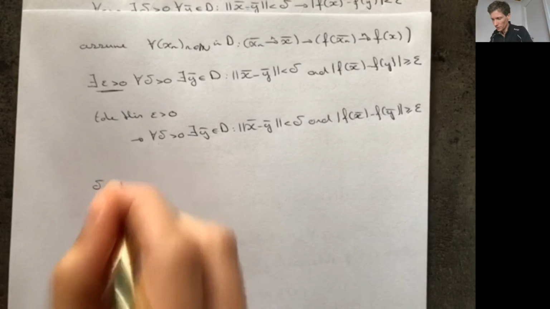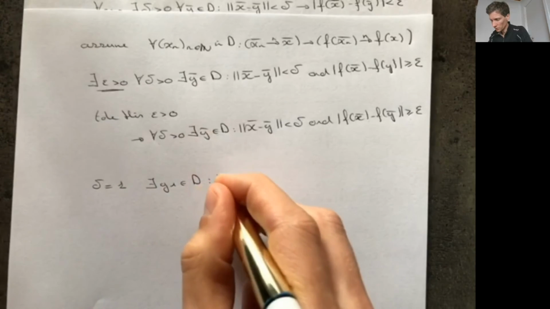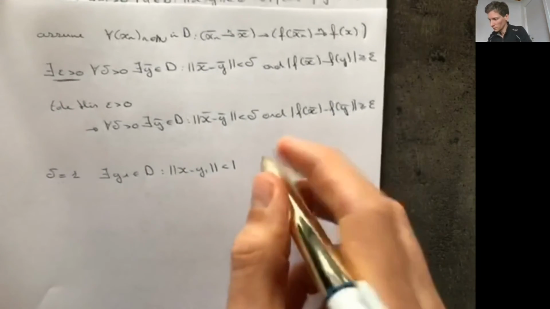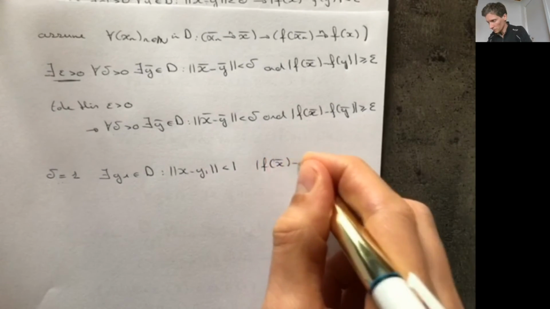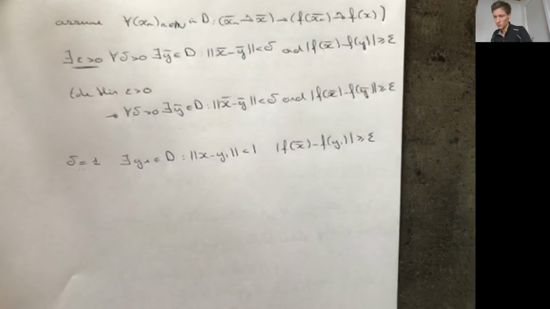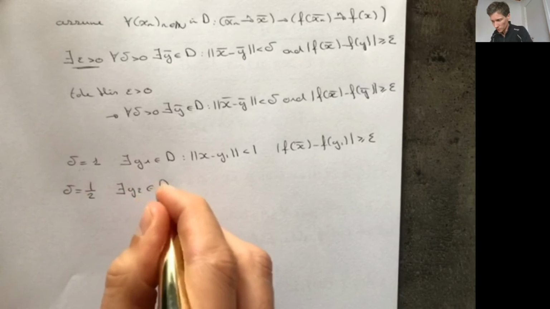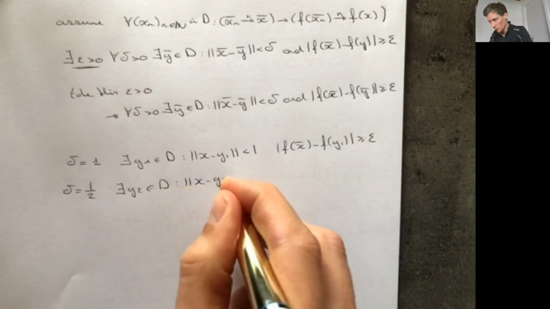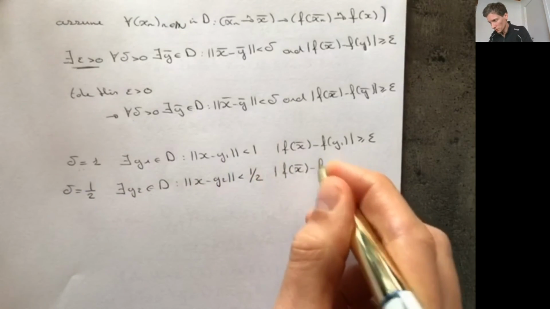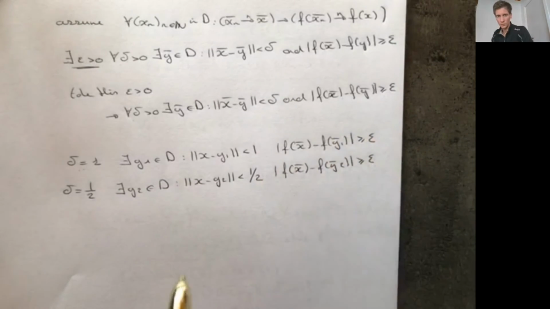Okay, so let's do this. Let's put, for example, delta equal to 1. Well, then I know there's a y1 in the domain, such that x minus y1 is smaller than 1, which is a delta, and f x minus f y1 is greater or equal to epsilon. Okay, we can take delta to be equal to 1/2. There exists a y2 in the domain, such that x minus y2 is smaller than 1/2, and f x minus f y2 is greater or equal to epsilon.